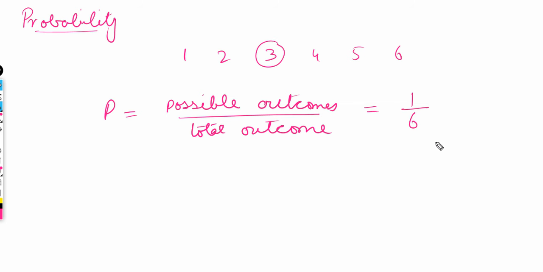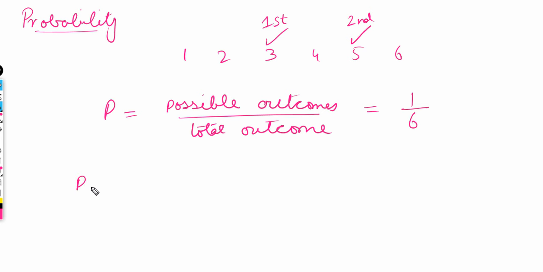Okay, now let's discuss another scenario. Now we will roll the dice 2 times. We want that the first time 3 should come, and when we roll it for the second time 5 should come. So what is the probability that we will get 3 in our first try and 5 in our second try? Okay, so let's find it out.